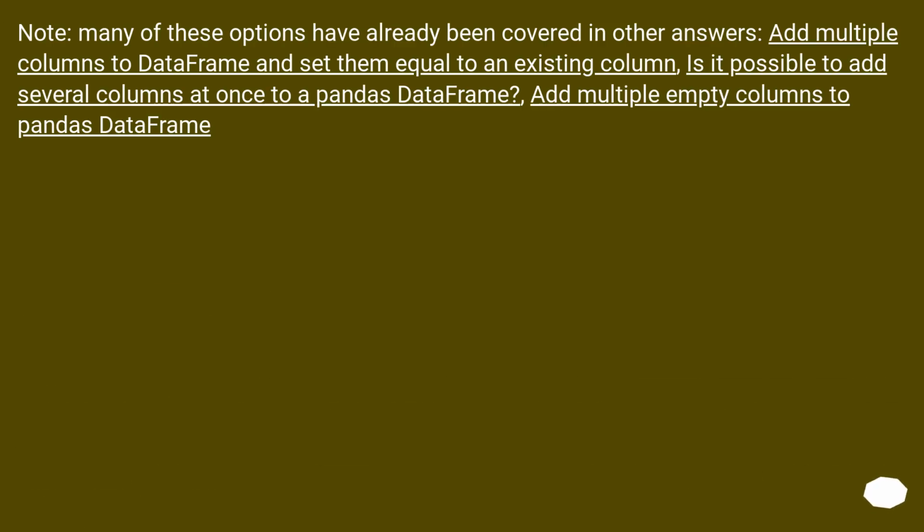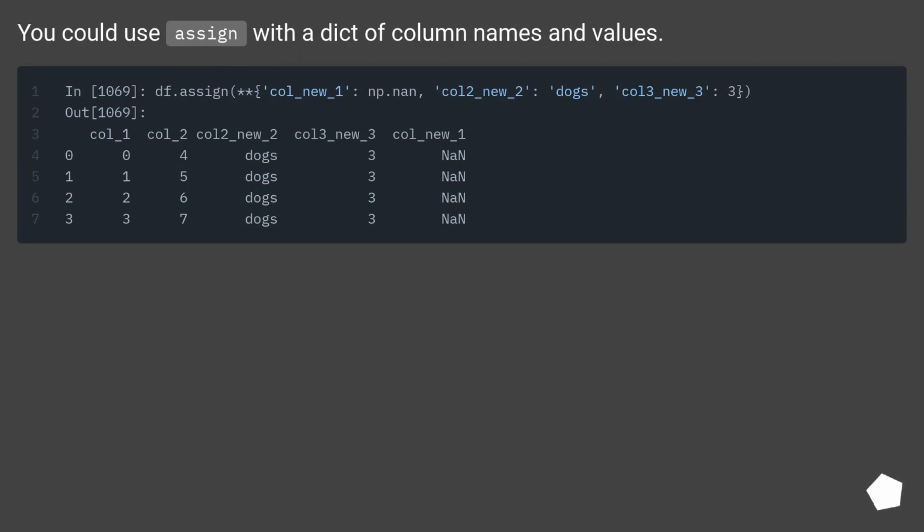Note, many of these options have already been covered in other answers. Add multiple columns to data frame and set them equal to an existing column. Is it possible to add several columns at once to a pandas data frame? Add multiple empty columns to pandas data frame. You could use assign with a dict of column names and values.